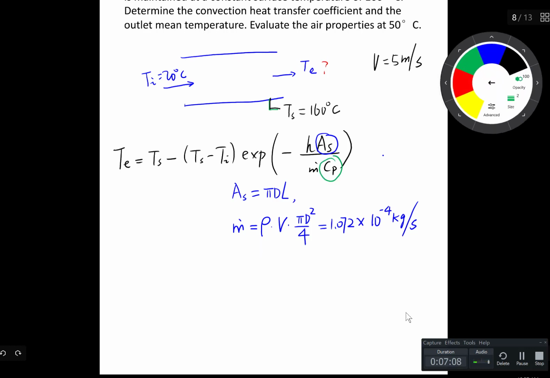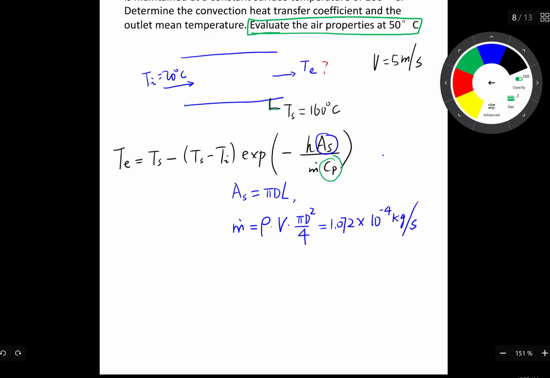And this Cp should be evaluated at 50 degrees Celsius, which is provided by the question. So we find Cp for air at 50 degrees Celsius from table 8-15. Ts is provided, Ti is provided. Now the only unknown is the convection coefficient.